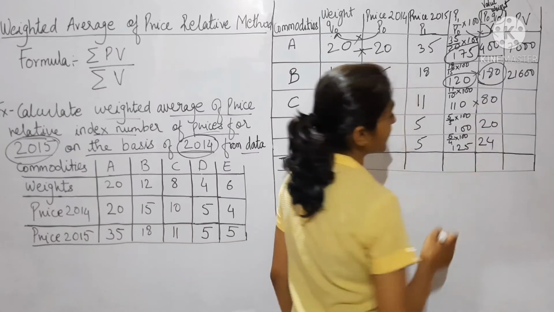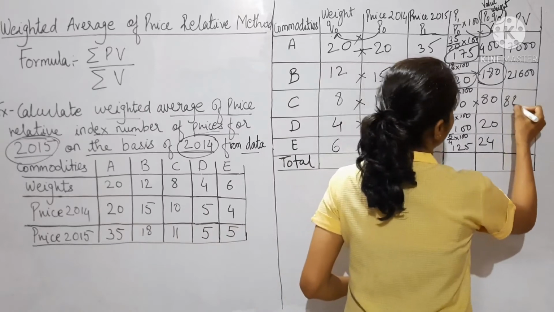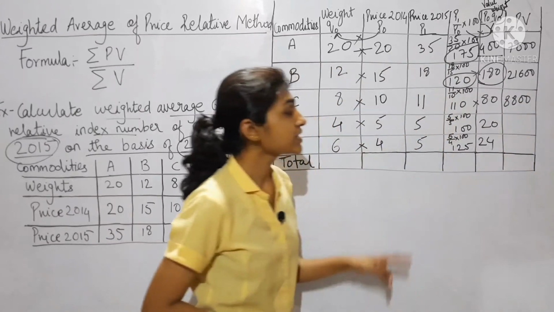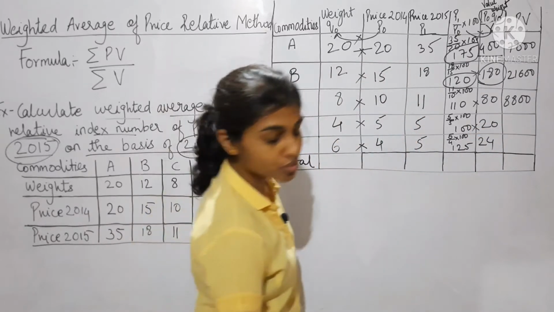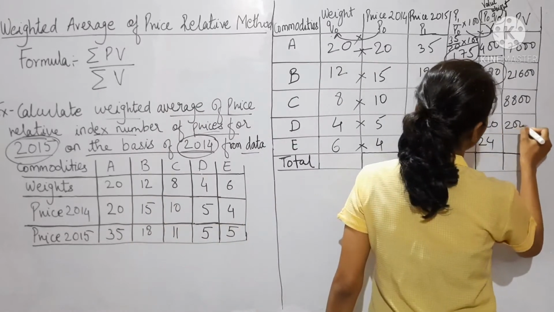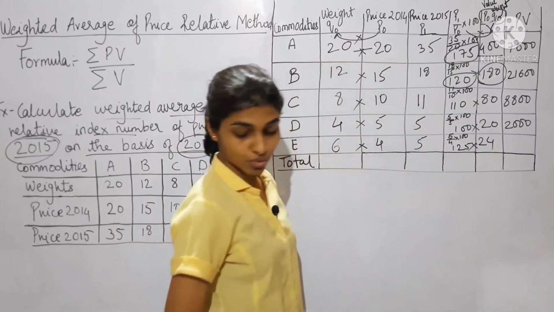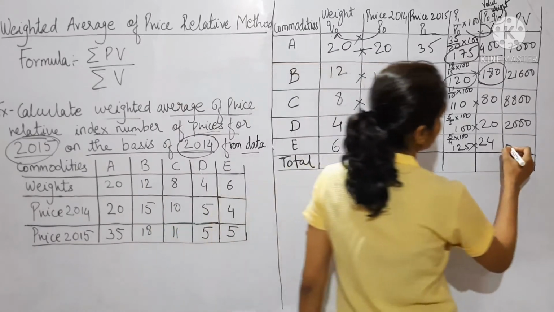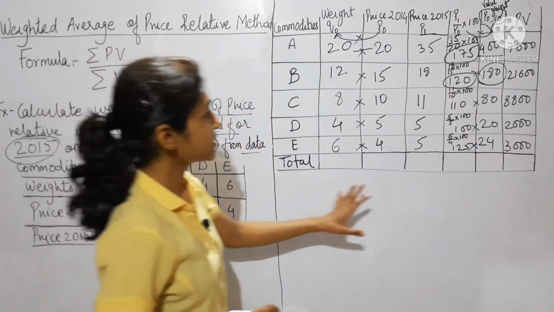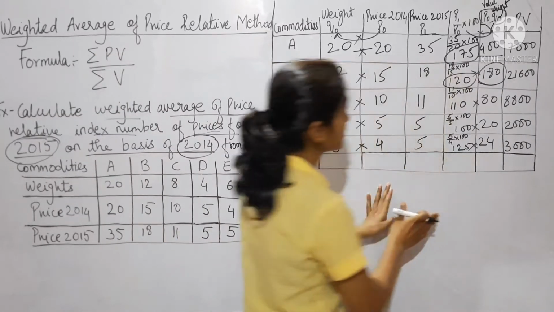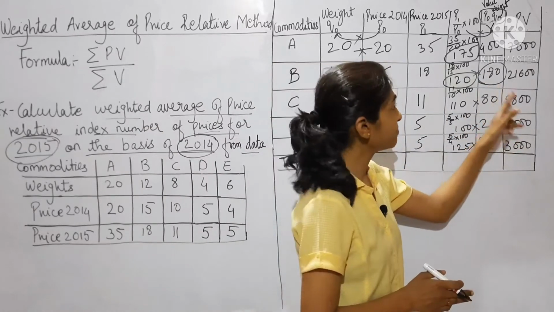Next 110 multiply by 80, you are going to get 8,800. Next 100 multiply by 20, 2,000. And last 125 multiply by 24, 3,000. Okay, so clear? This is to get the answer of P1, P0, then V, then PV.